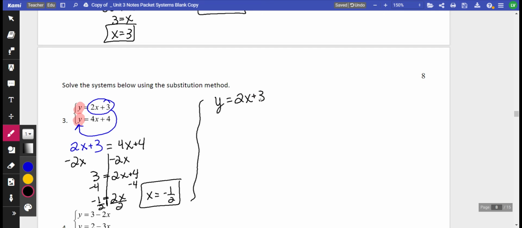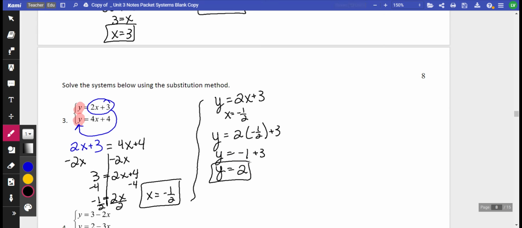Again, the numbers are slightly smaller. And I'm going to plug in x equals negative 1/2. So y equals 2 times negative 1/2 plus 3. 2 times negative 1/2 is negative 1 plus 3. Negative 1 plus 3 is 2. Breaking down the left side, y equals 2.